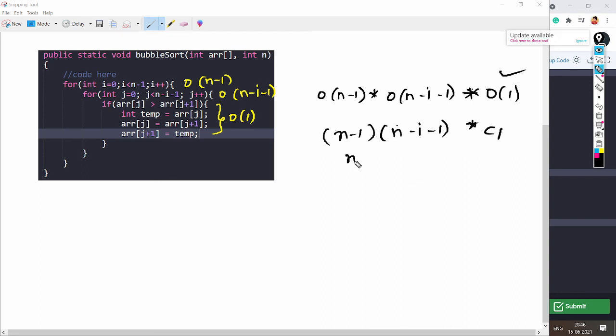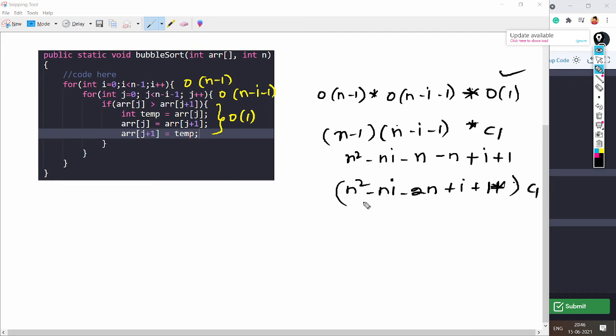So n into n gives n square, n into minus i gives minus ni, n into minus 1 gives minus n, and here minus n, and here plus i and plus 1. Okay, n square minus ni minus 2n plus i plus 1. And this is multiplied by c1. So if you multiply with c1, we will get cn square minus cni minus c into 2n, and so on. So what is the fastest growing term among all these terms?